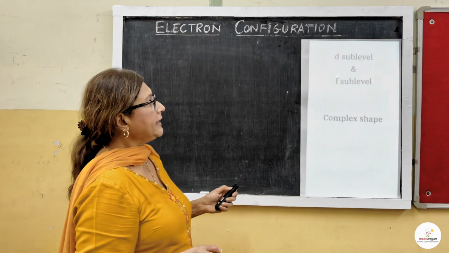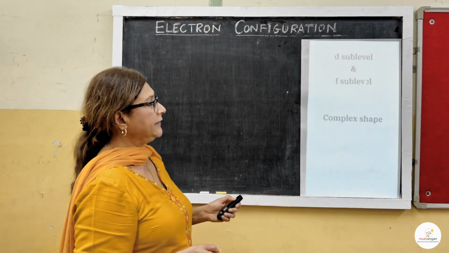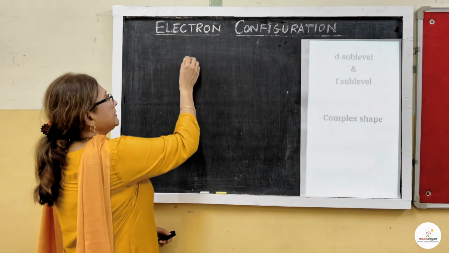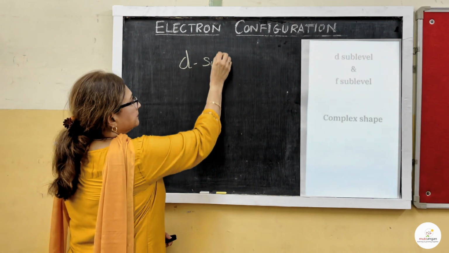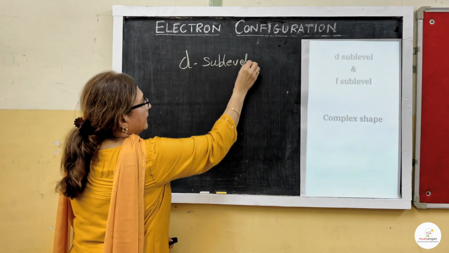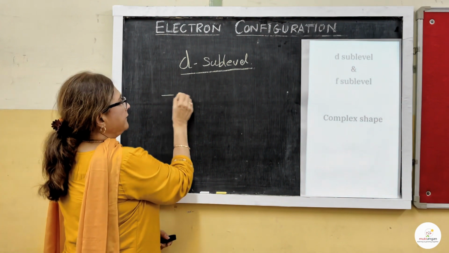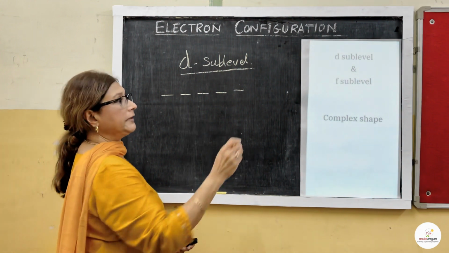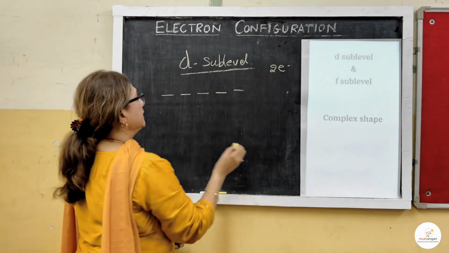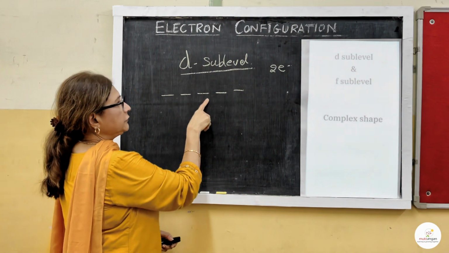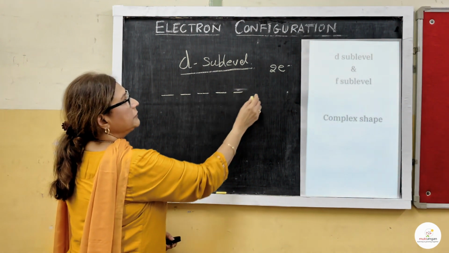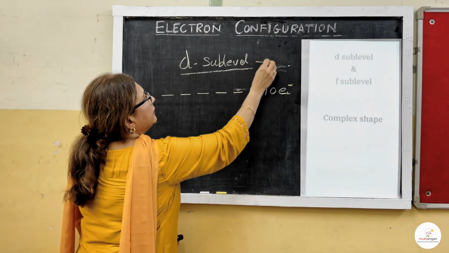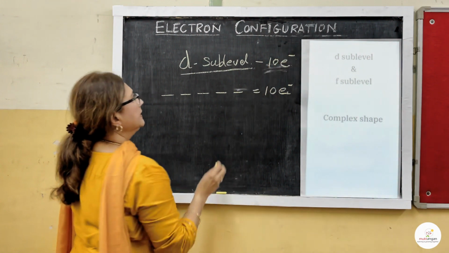Now we will look into the next two sublevels, the d sublevel and the f sublevel. Both d and f have a very complex shape. First, let's look into the d sublevel. The d sublevel has 5 orbitals, 1, 2, 3, 4, 5. And as you know, each orbital holds 2 electrons. So 2 plus 2 plus 2 plus 2 plus 2 is equal to 10 electrons. So the d sublevel will hold 10 electrons.